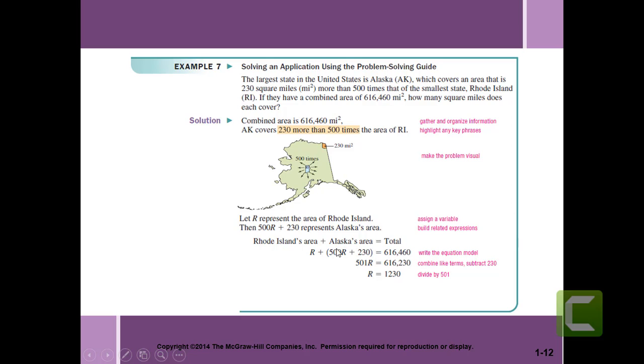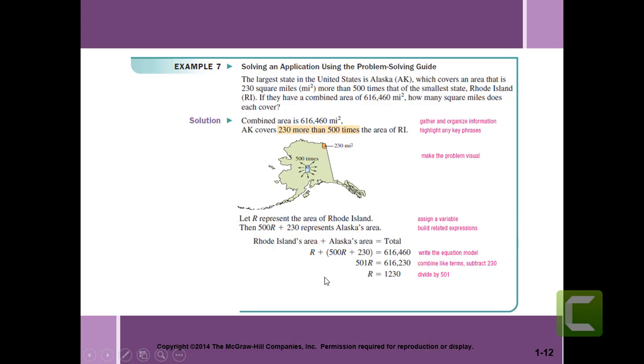Well, now what do we got? We got an equation that only has one variable. So now we can use the properties that we've been using to solve for the area of Rhode Island. So we solve and we get 501 times R is equal to 616,230. Then we divide both sides by 501 and we get R, the area of Rhode Island, is equal to 1,230 square miles.